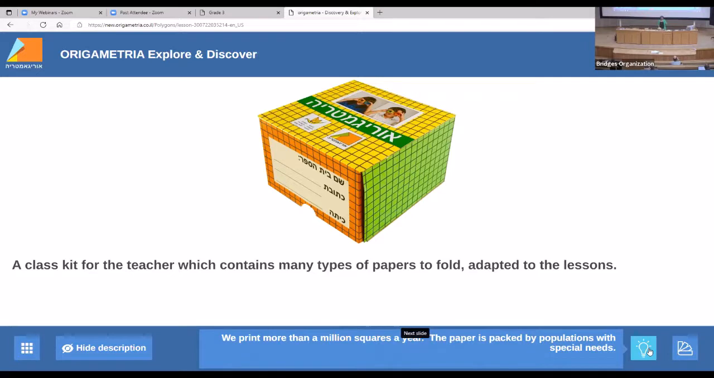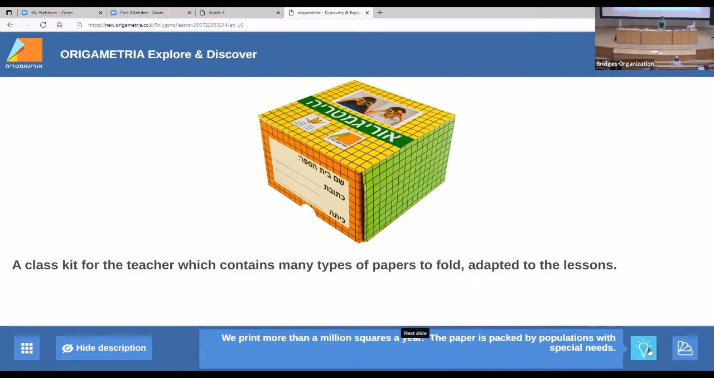Many times I go to the place where they are packing our paper, and I'm very happy that they woke up in the morning and have something to do, like packing our paper. So every teacher or every school who buys a pack like that gets this paper.